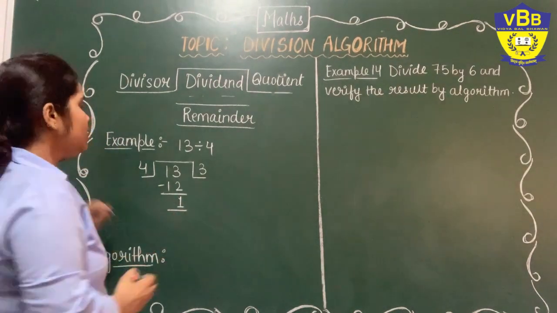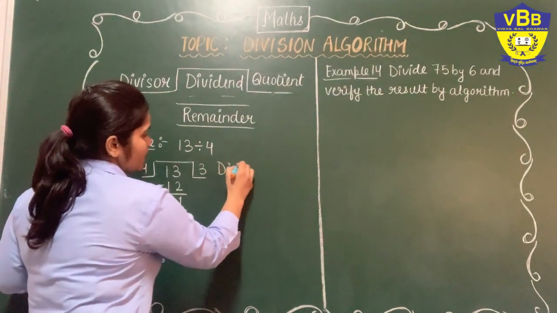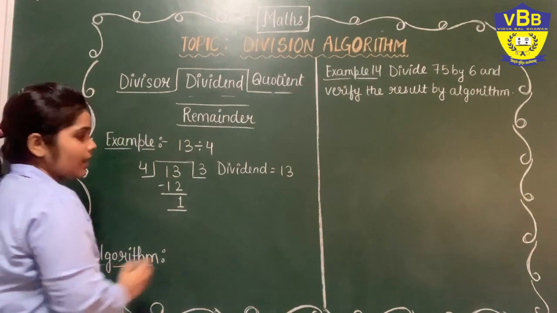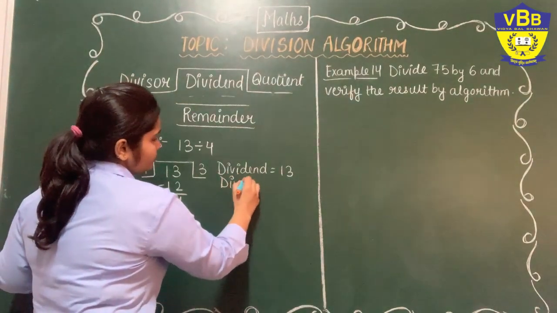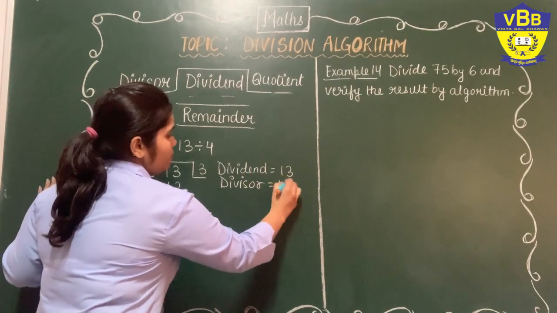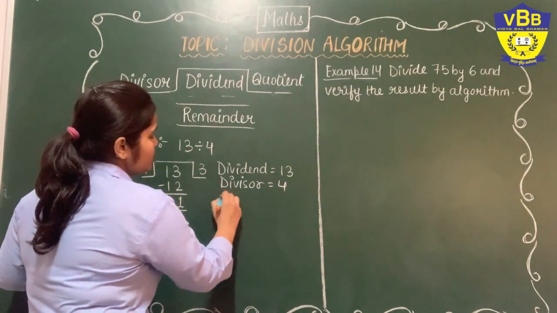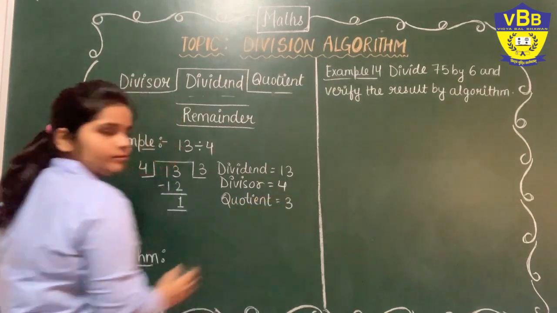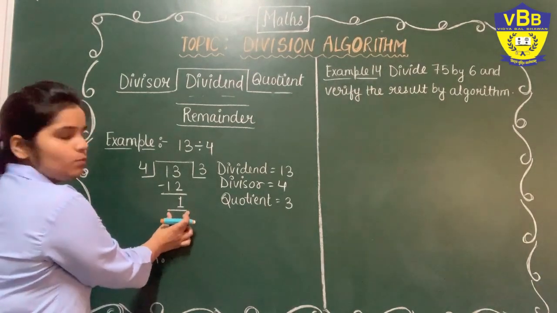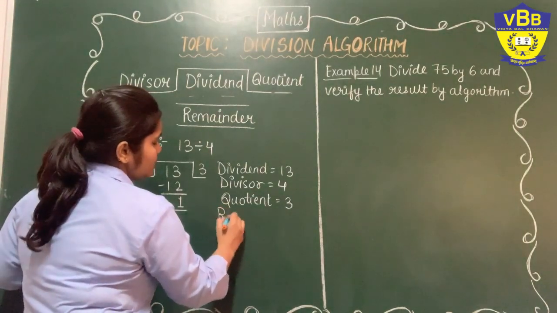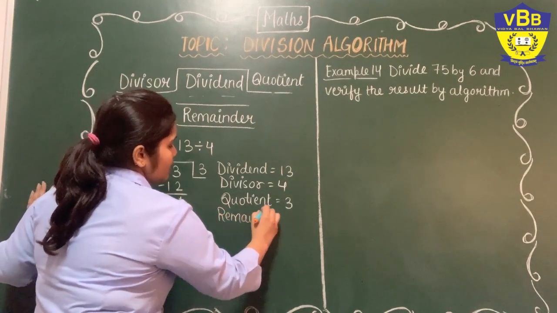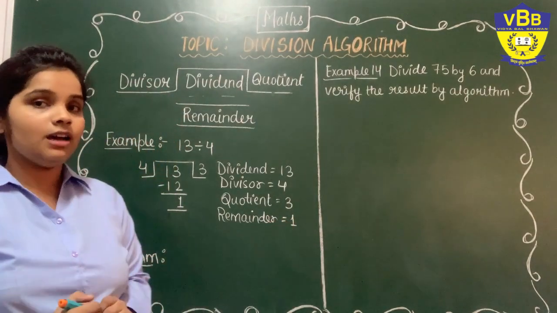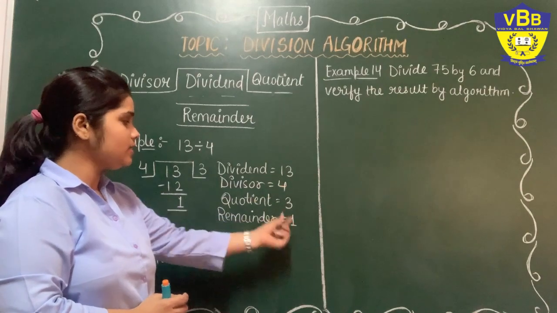So here the dividend is 13. Divisor is 4. Quotient, the result of this division, is 3. And at the end, there is 1 left. This 1 is the remainder. Remainder here is 1. Now, just look at these 4 terms and these 4 numbers.